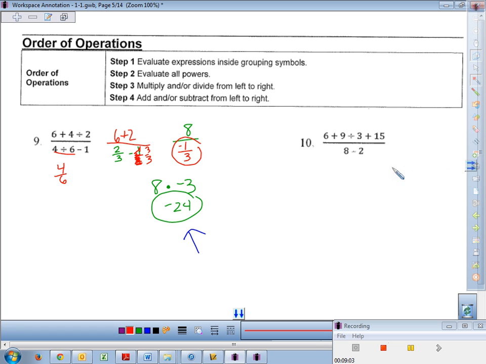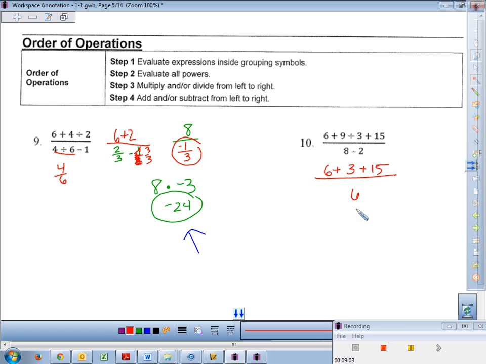The division. I don't even have room to go to the right, so I'm going to come work down instead. So I have 6 plus how much? 3 plus 15, all over. Is that a subtract or divide? Subtract. 8 minus 2, which is 6. Cool.